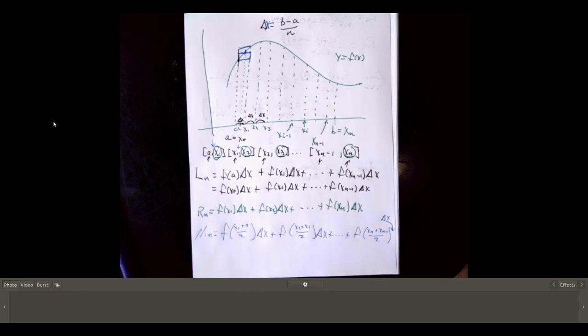Realistically, you wouldn't use rectangles in the real world. You would use different shapes. Trapezoids are a lot better. But this is supposed to get you guys used to the idea.